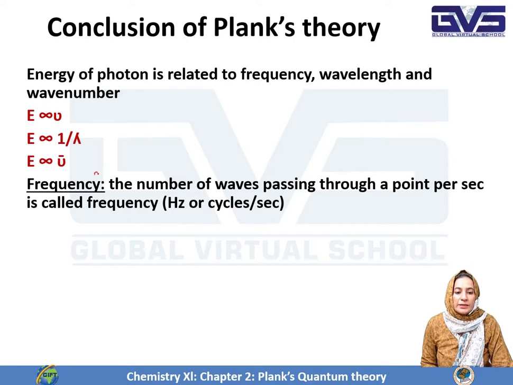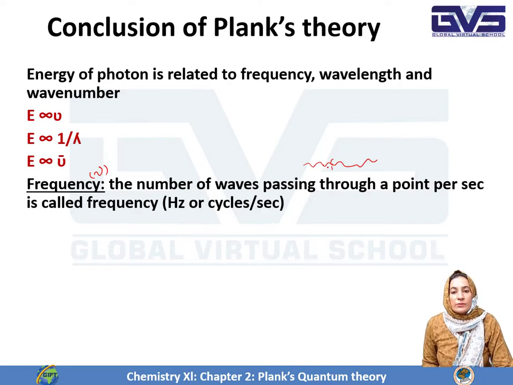Frequency is represented by nu. The number of waves passing through a point per second is called frequency. Hertz or cycles per second is its unit. It means this is the point and the radiations are moving from this point. So the number of waves passing through some point per second is basically the frequency.